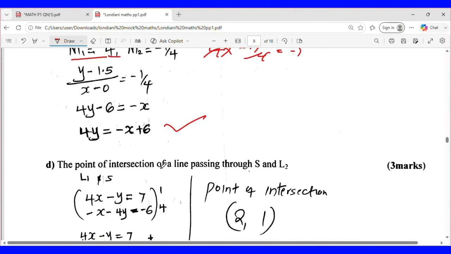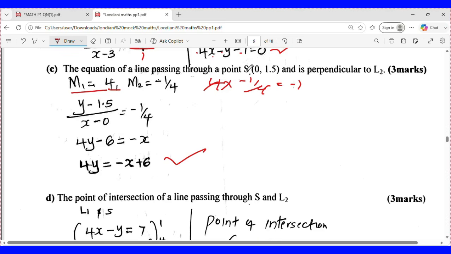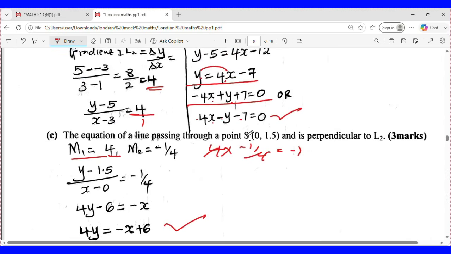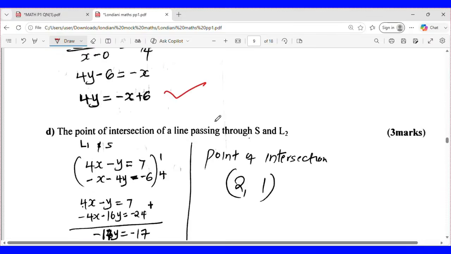The point of intersection of a line passing through S and L2. So this point S, this line S, they are meeting at L2. So how do you get that? You equate the two equations.